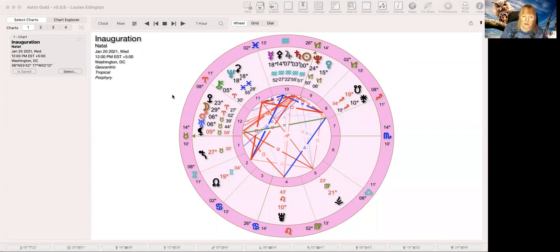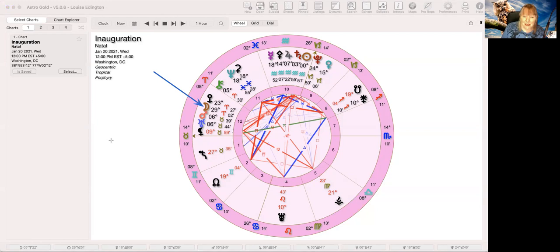And the first thing that worries me is that the Moon is at the anaretic degree of Aries, which means the last degree of Aries, which is where Mars was on January the 6th, 2021, when the insurgents at the Capitol building happened in DC. So that degree is activated on the inauguration chart.